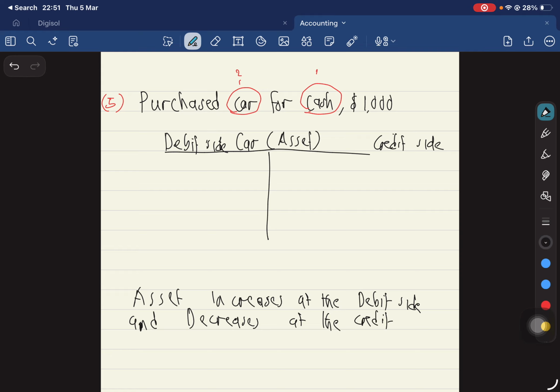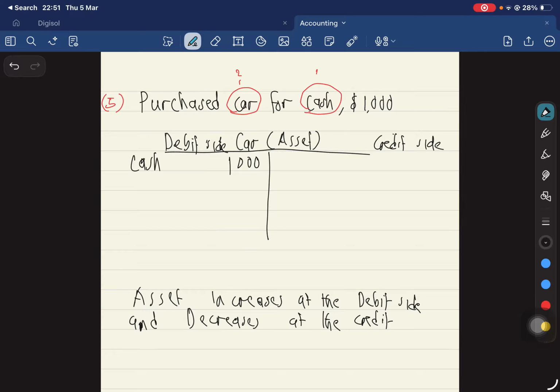So since our asset has increased, we've bought a car. Initially we had 0 cars, now we've bought a car. So our assets, the properties that we have, the cars that we have, has increased. And asset increases at the debit side. So we will debit the car account by 1,000. In the name of cash, we used cash to buy the car.